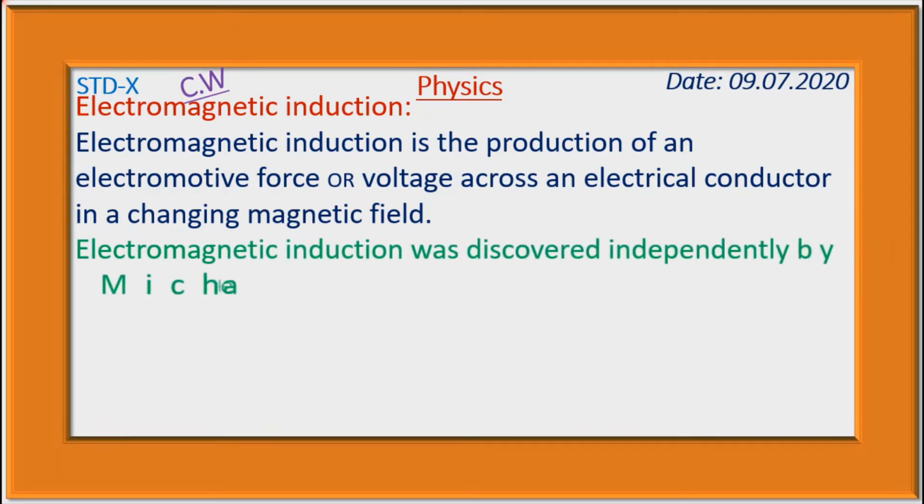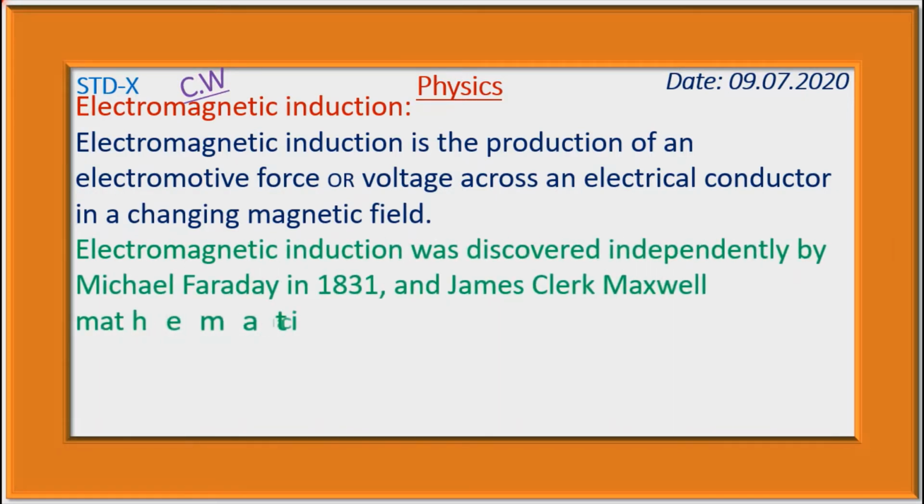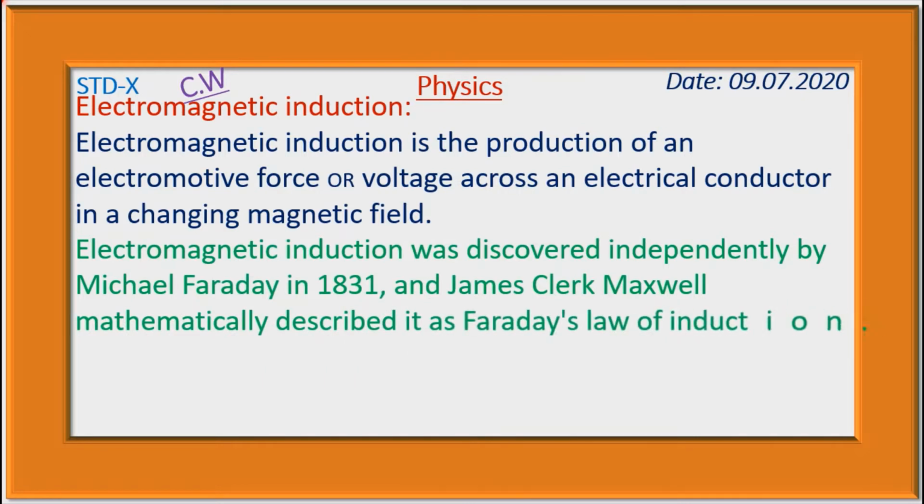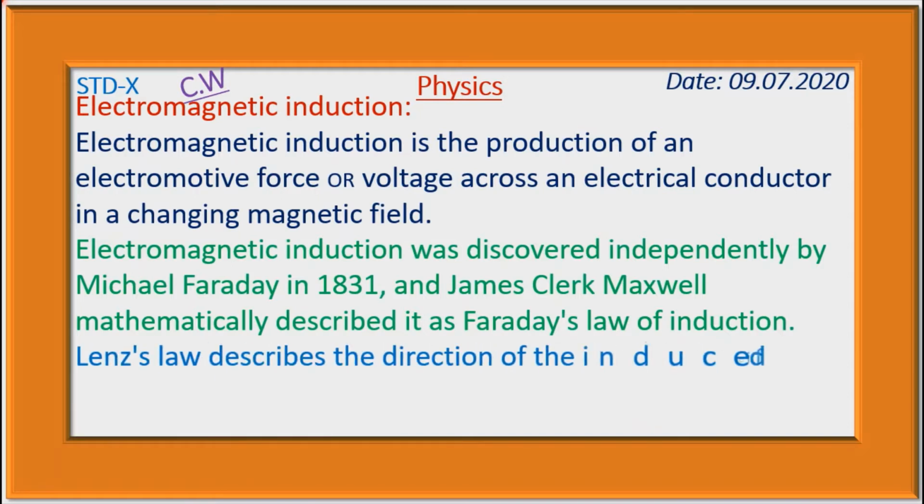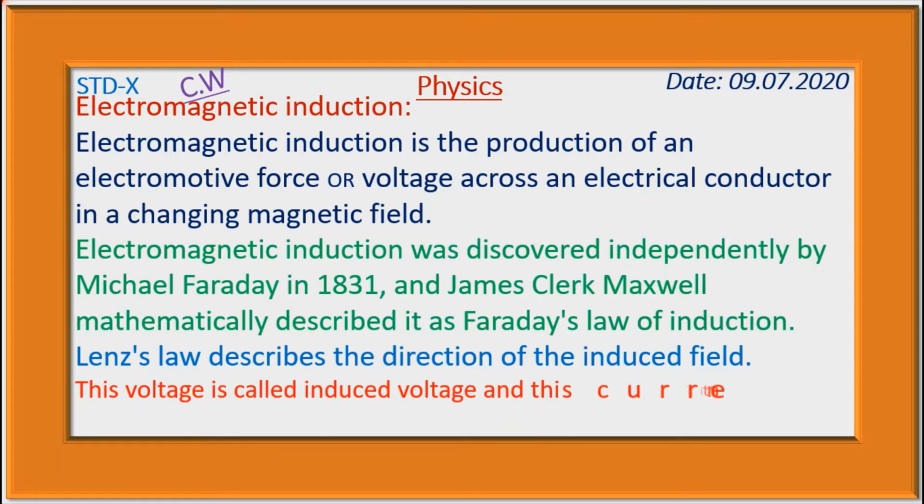Electromagnetic induction was discovered independently by Michael Faraday in 1831 and James Clerk Maxwell mathematically described it as Faraday's law of induction. Lenz's law described the direction of the induced field. That means from Lenz's law we can determine the direction of this current. This voltage is called induced voltage and this current is called induced current.